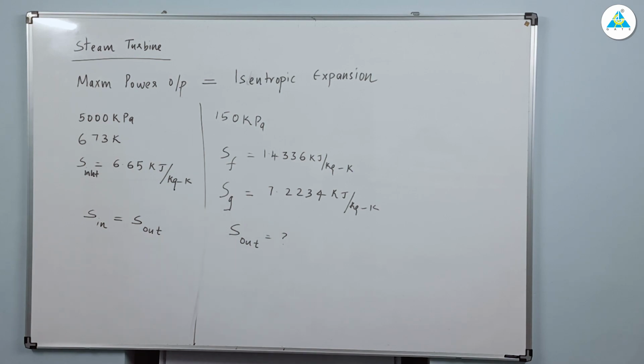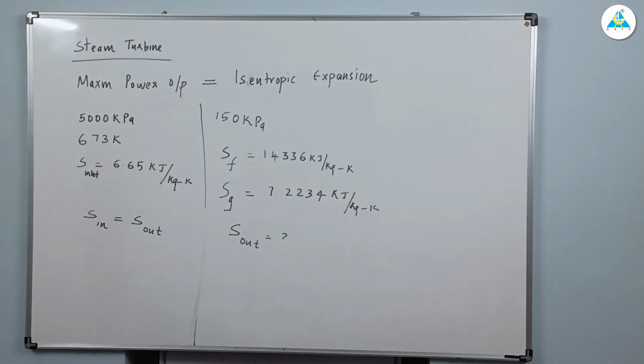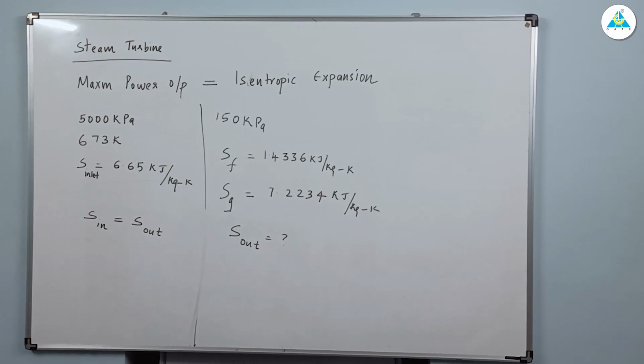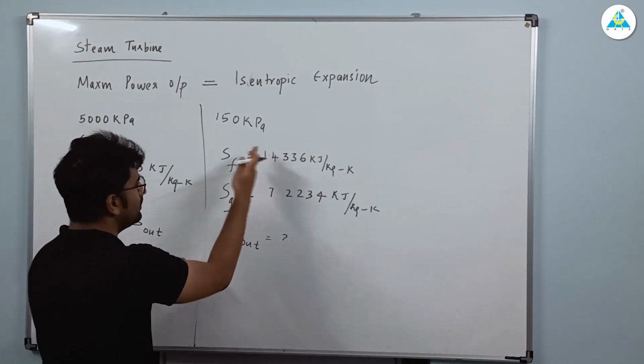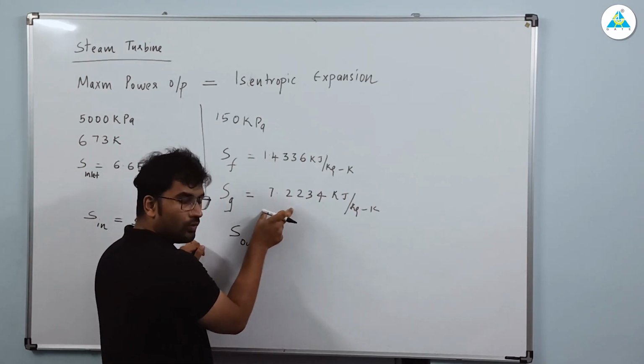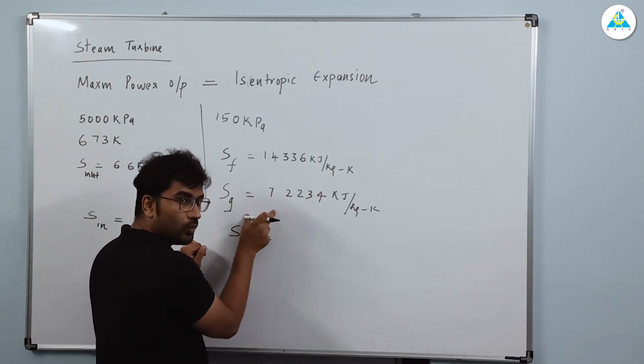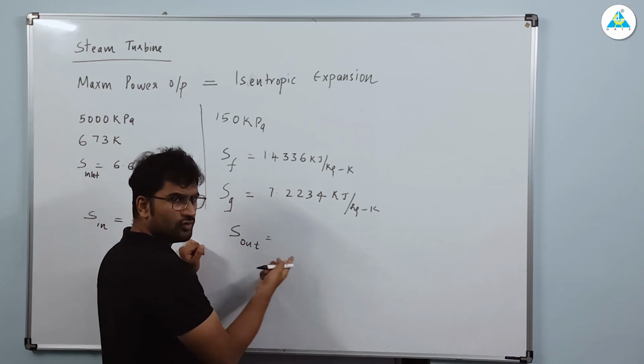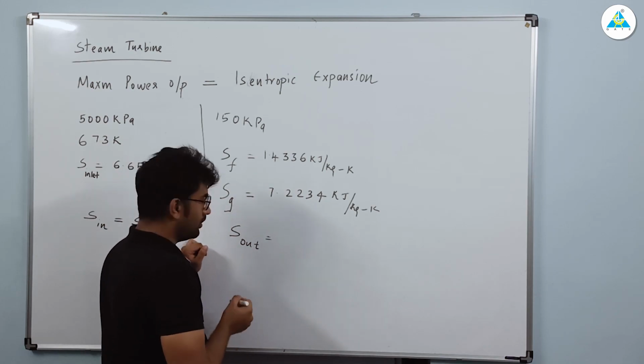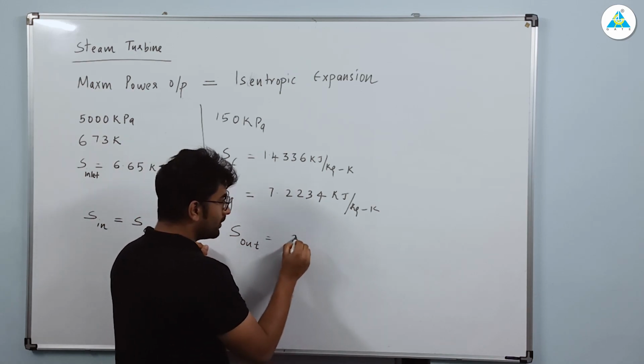Clear? So find the value. So how to find the quality? You can see what will be the entropy here. If you know the entropy of liquid and the entropy of vapor, how can you find the entropy? Very easy. I hope you remember.